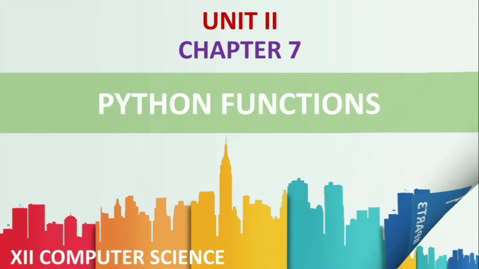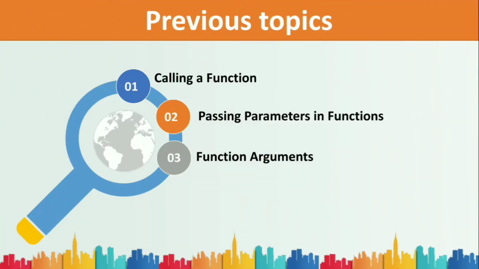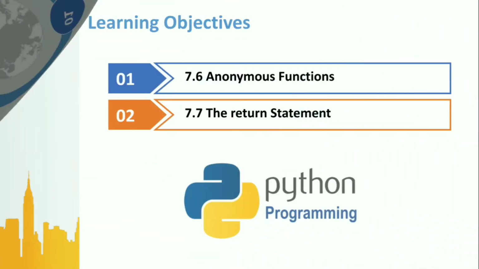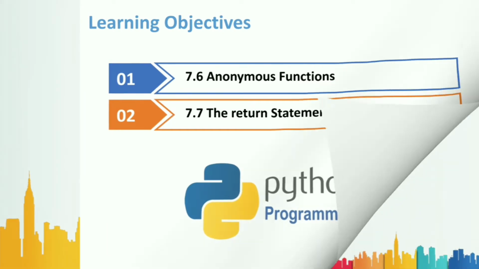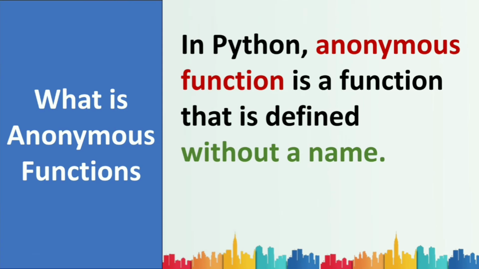So let's recall the previous topics, that is calling a function, passing parameters in functions, and function arguments. In this class you will be learning about anonymous functions and the return statement. Let's get started. So first of all, what is an anonymous function? An anonymous function is a function that is defined without a name.